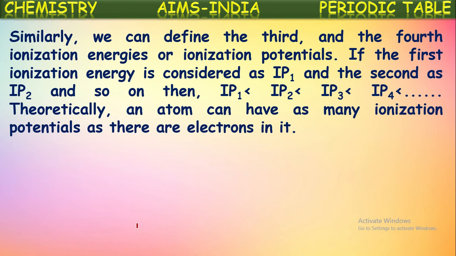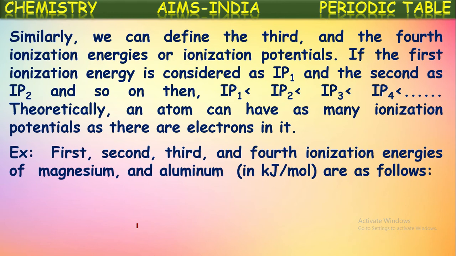Theoretically, an atom can have as many ionization potentials as there are electrons in it. So however many electrons are there in the shells of an atom, that many ionization potentials can be defined. But this is just theoretical, as no element will lose all the electrons. Practically it won't be possible.